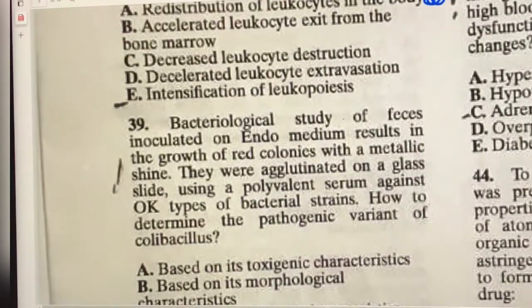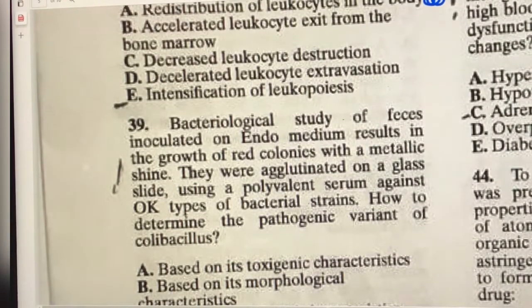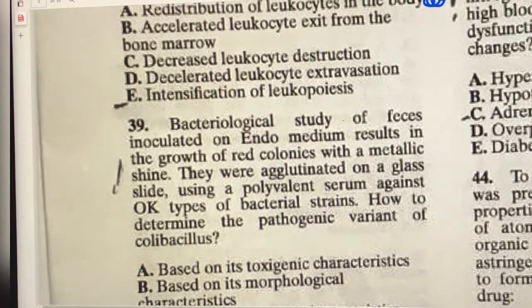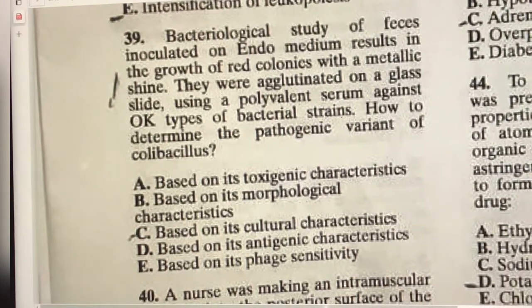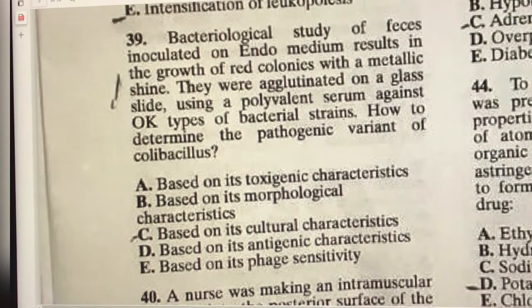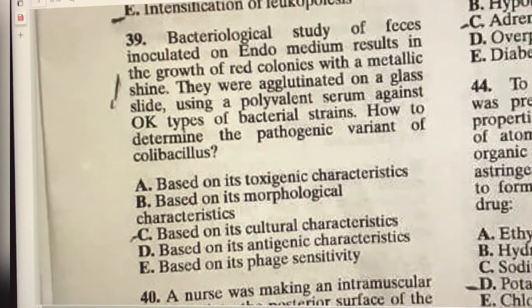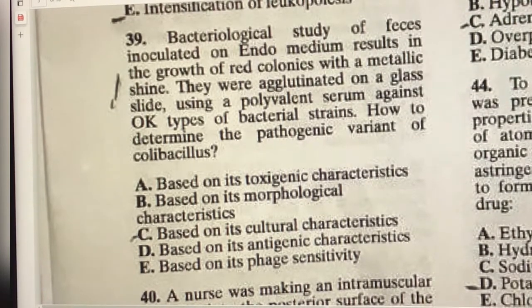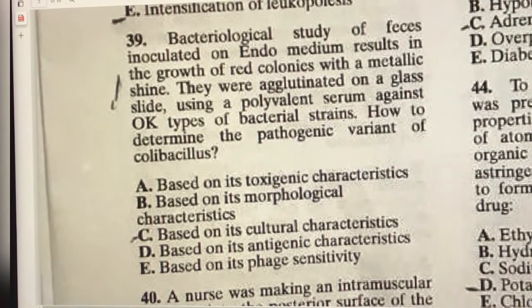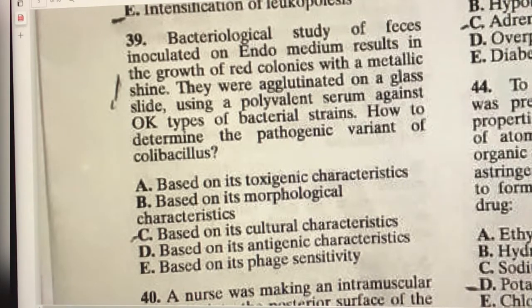Question number 39. Bacteriological study of feces inoculated on endomedium results in the growth of red colonies with metallic shine. They were agglutinated on a glass slide using a polyvalent serum against OK types of bacterial strains. How to determine the pathogenic variant of Colibacillus? We have to find the pathogenic variant. So how will we find it?